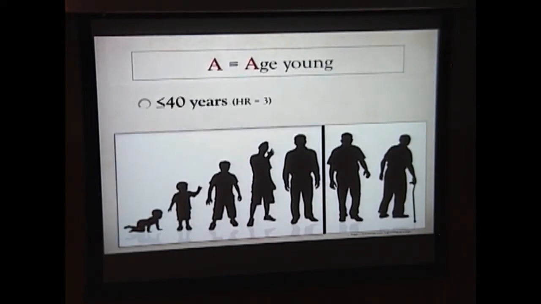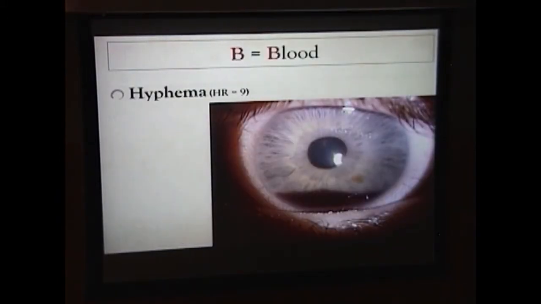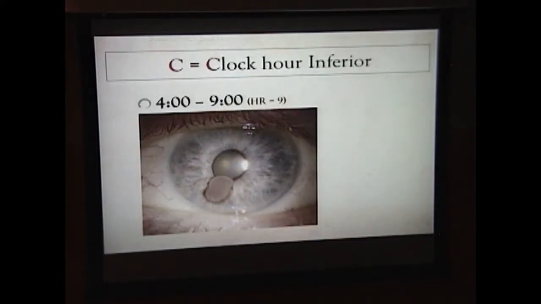Iris nevi that were found in patients aged 40 years or less were three times more likely to become a melanoma than those that occurred in older individuals. B is for blood. So a single episode of hyphema was associated with a nine times increased chance of that iris nevus becoming melanoma. C is for clock hour, inferior.